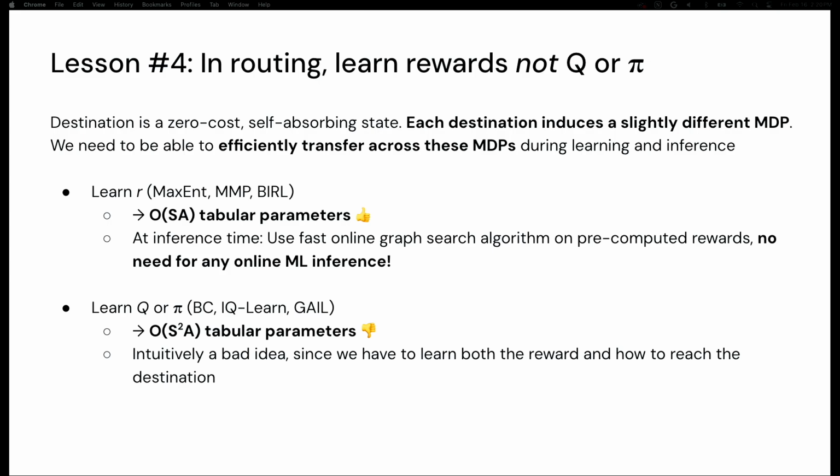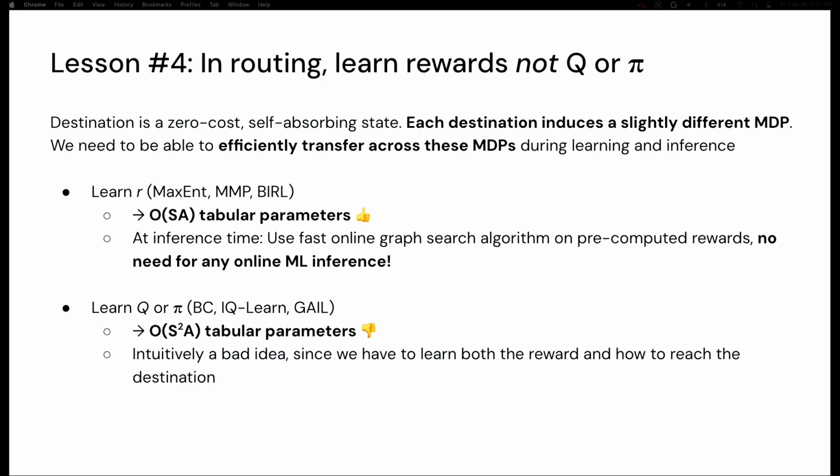This is in contrast to approaches that learn a Q function or a policy, where you need order S squared A parameters. You have an extra factor of S, because you now need to learn an extra parameter for every single possible destination. The number of destinations is the number of states, so that's a factor of S.